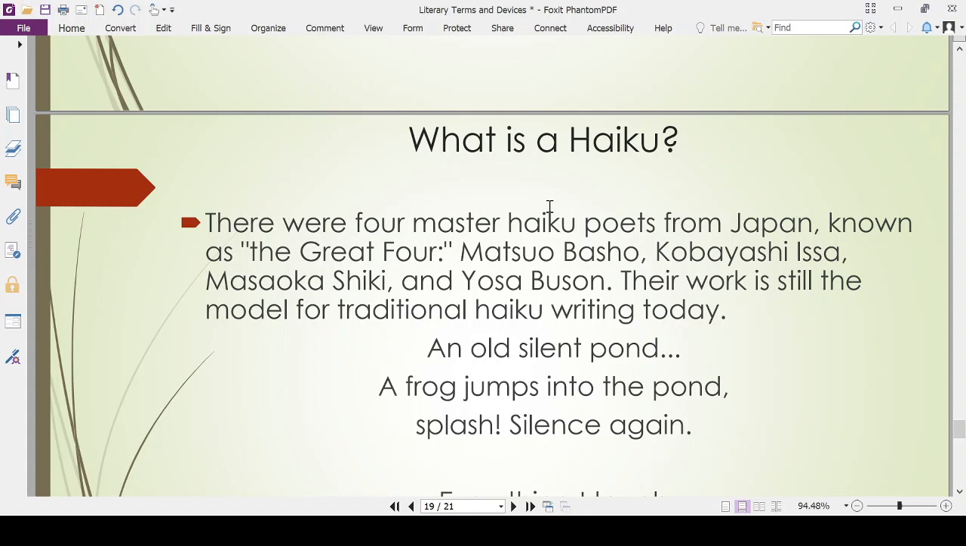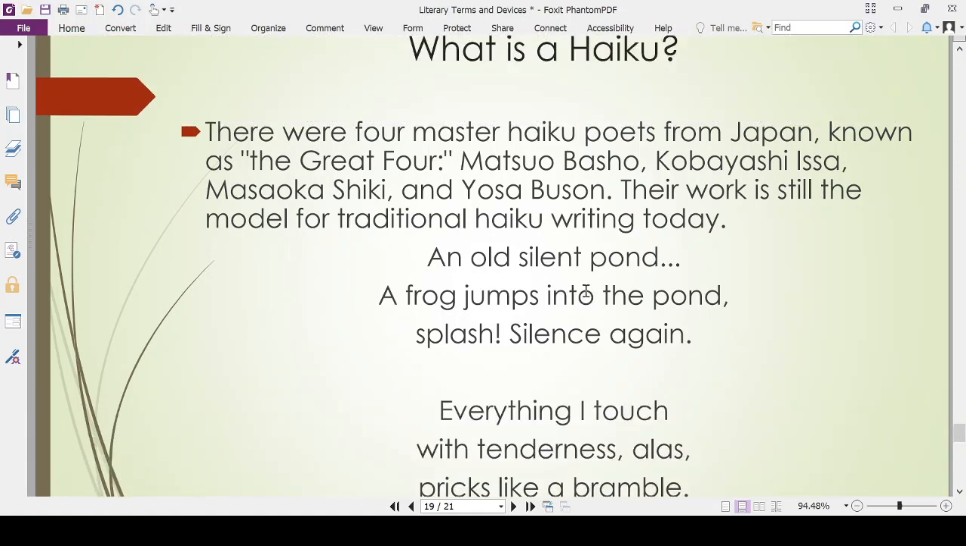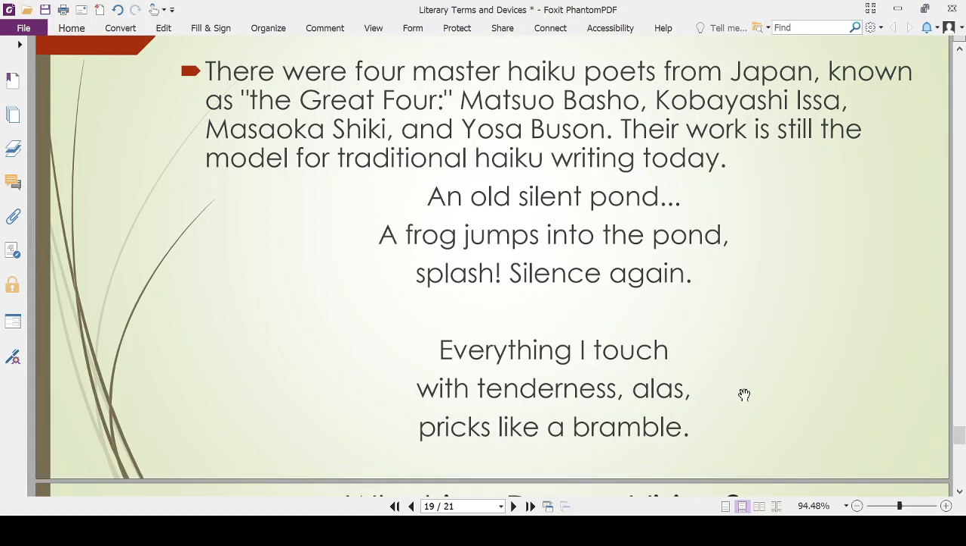Their work, when it is translated into English, loses some of the beauty of the language and the feelings as well. However, we can read some examples just to see how these lines are written. So the first one is by Basho, and the second one is by Issa. An old silent pond, a frog jumps into the pond. Splash! Silence again. Everything I touch with tenderness, alas, pricks like a bramble, which is a kind of tree.